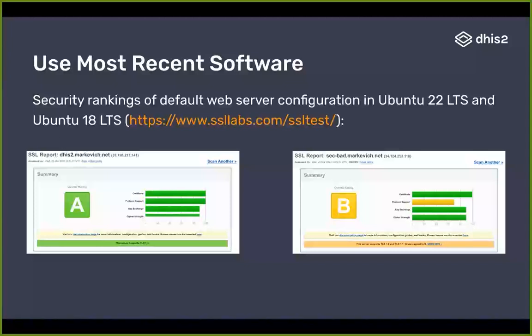If you do this configuration on Ubuntu 18 and run DHIS2 behind the Nginx proxy, configure an SSL certificate, and test it for security with this website, you will get a grade B with several security vulnerabilities in place. If you do it on the most recent Ubuntu 22 LTS, you will get a fairly good grade A. You can also get A plus for new systems.